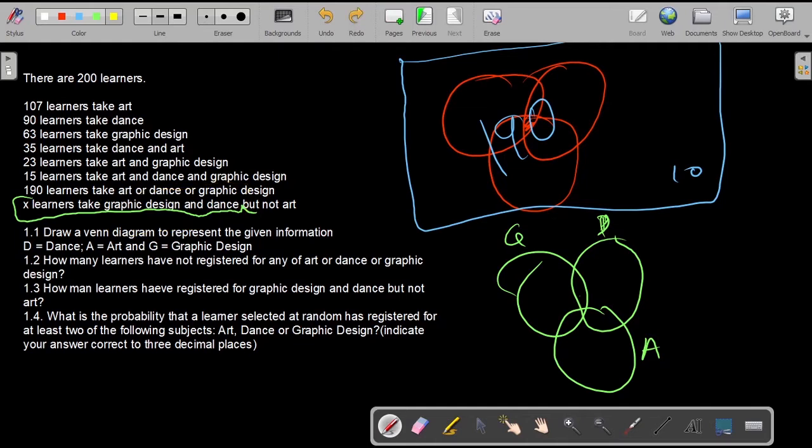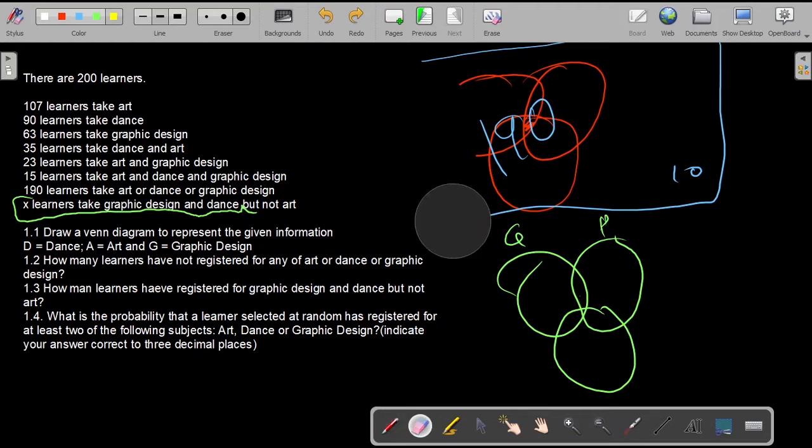So previously we did talk about the intersection of all three, so it can't be that portion. But even if you only have this information, you should be able to tell that we're talking about the intersection of G and D only, and that intersection should not include art. So that is what that means.